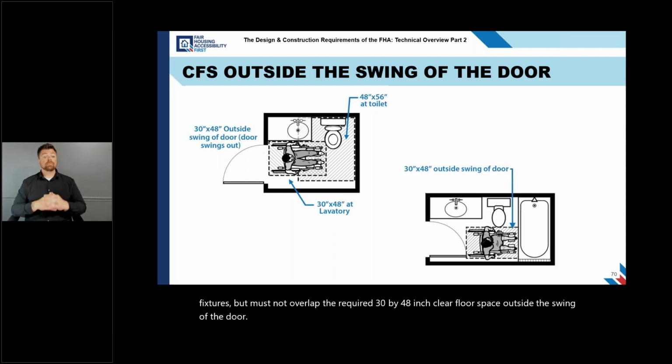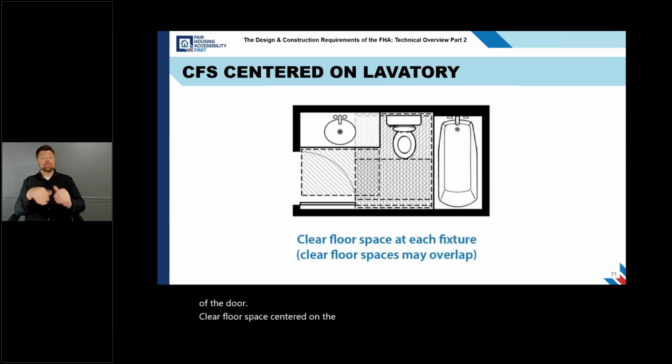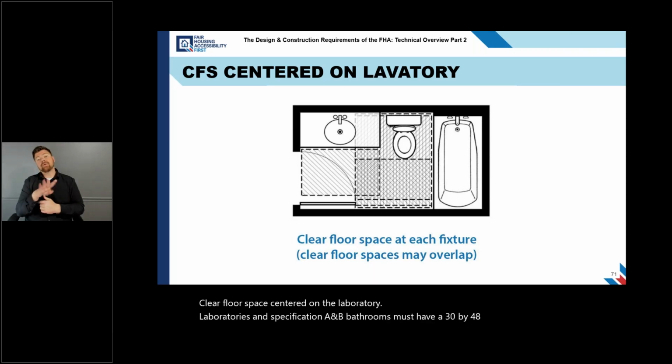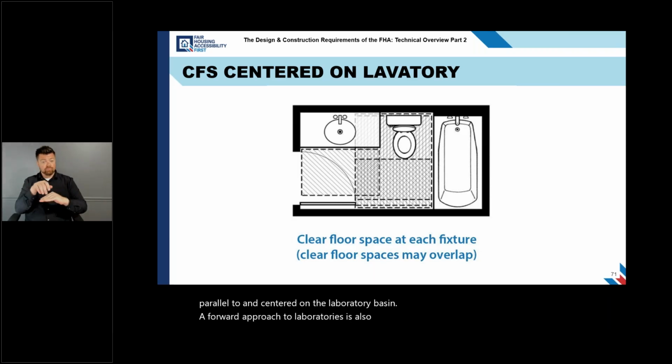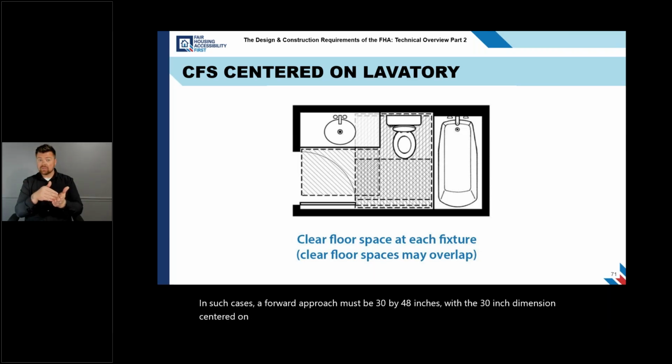Clear floor space centered on the lavatory. Lavatories in Specification A and B bathrooms must have a 30 by 48-inch clear floor space parallel to and centered on the lavatory basin. A forward approach to lavatories is also allowed. In such cases, a forward approach must be 30 by 48 inches with the 30-inch dimension centered on the lavatory basin.